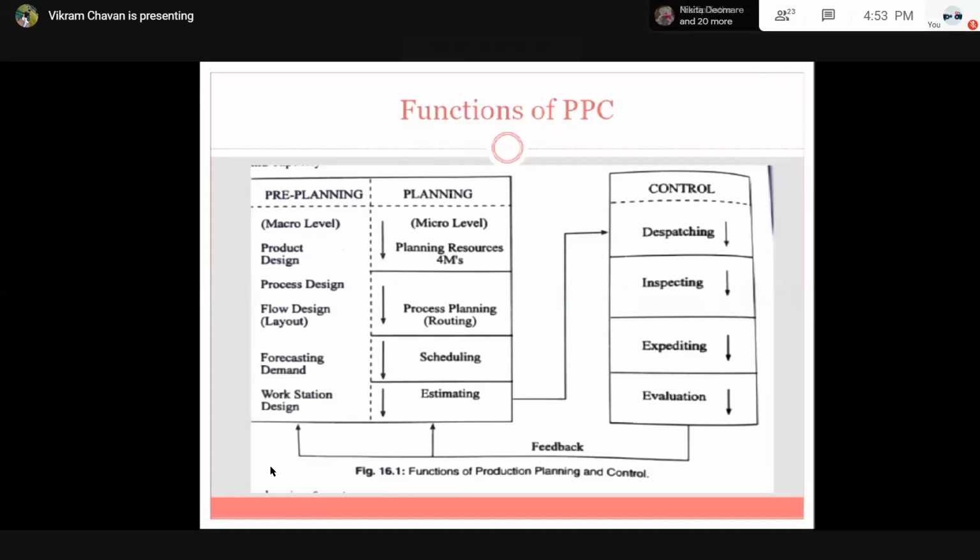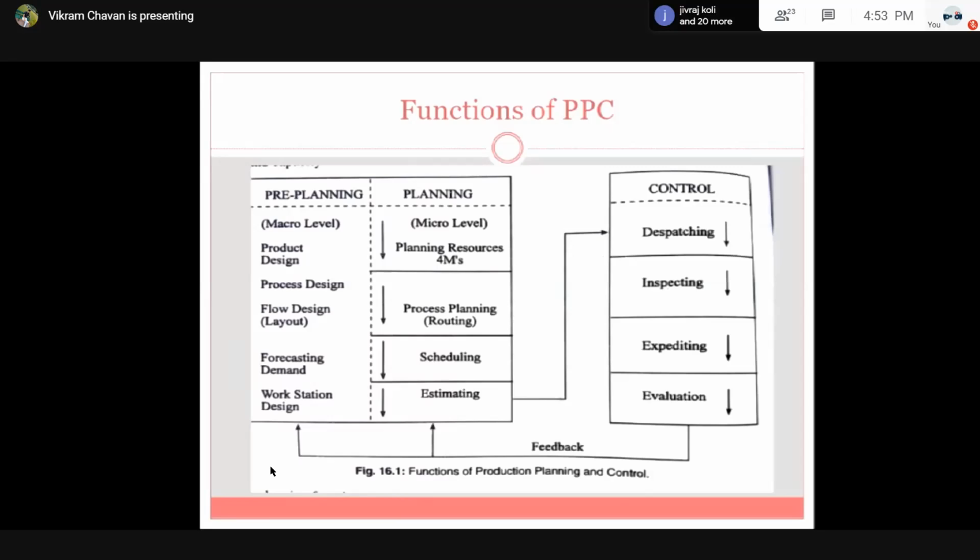Then the next one is manpower. In this, what skill sets are required for the worker to work on that particular location or workstation? This will be considered. Then the quantity of workers required to achieve the target. All these things will be considered under this planning of resources. So planning resources will consist of the 4 M's: material, machines, method, and manpower.